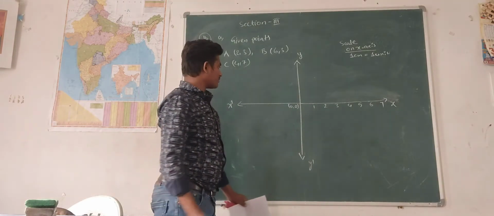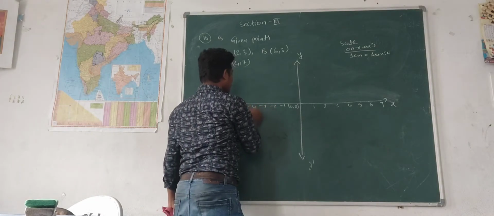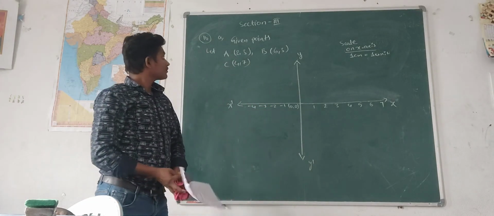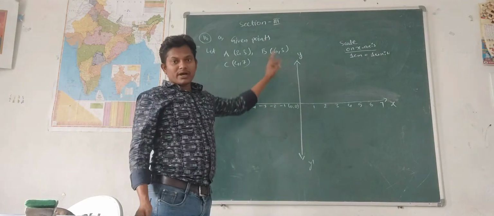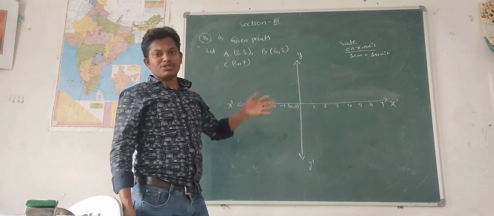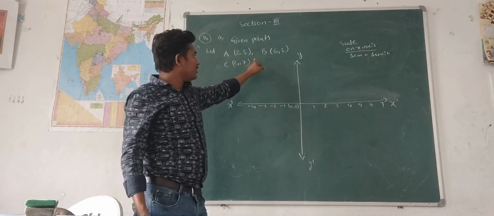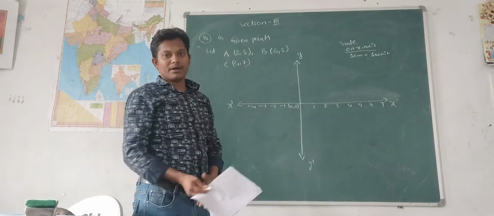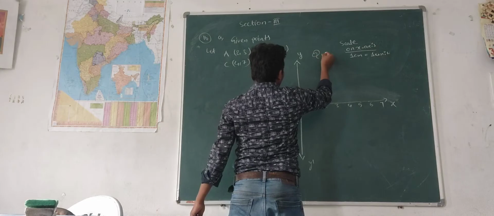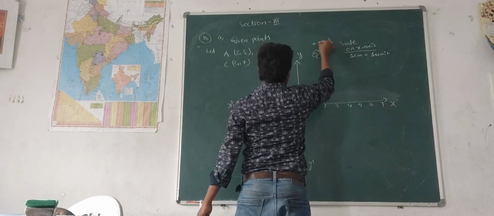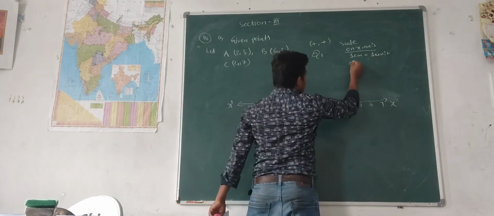Next, the negative side: minus 1, minus 2, minus 3, minus 4. And after here, all the coordinates are positive only. The x coordinate is positive and the y coordinate is also positive. Then these points will come in quadrant 1. This is quadrant 1, where the values are positive, positive.